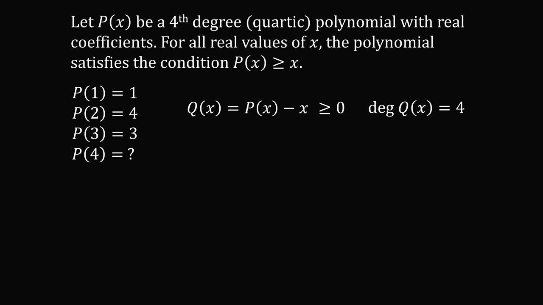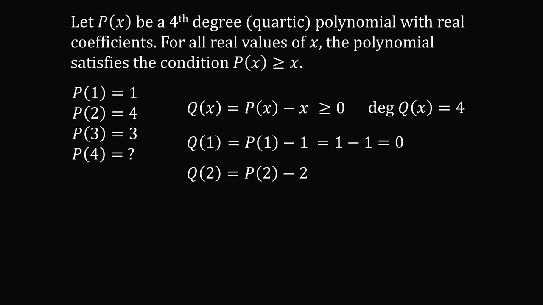Now let's solve for specific values of the polynomial Q(x). Q(1) is equal to P(1) minus 1. We were given that P(1) is equal to 1, so this is equal to 1 minus 1, which equals 0. Q(2) is equal to P(2) minus 2. We were given P(2) is equal to 4, so this equals 4 minus 2, which equals 2. Finally, Q(3) is equal to P(3) minus 3. We are given that P(3) is equal to 3, so this equals 3 minus 3, which equals 0. So we now have three specific values of the polynomial Q(x).